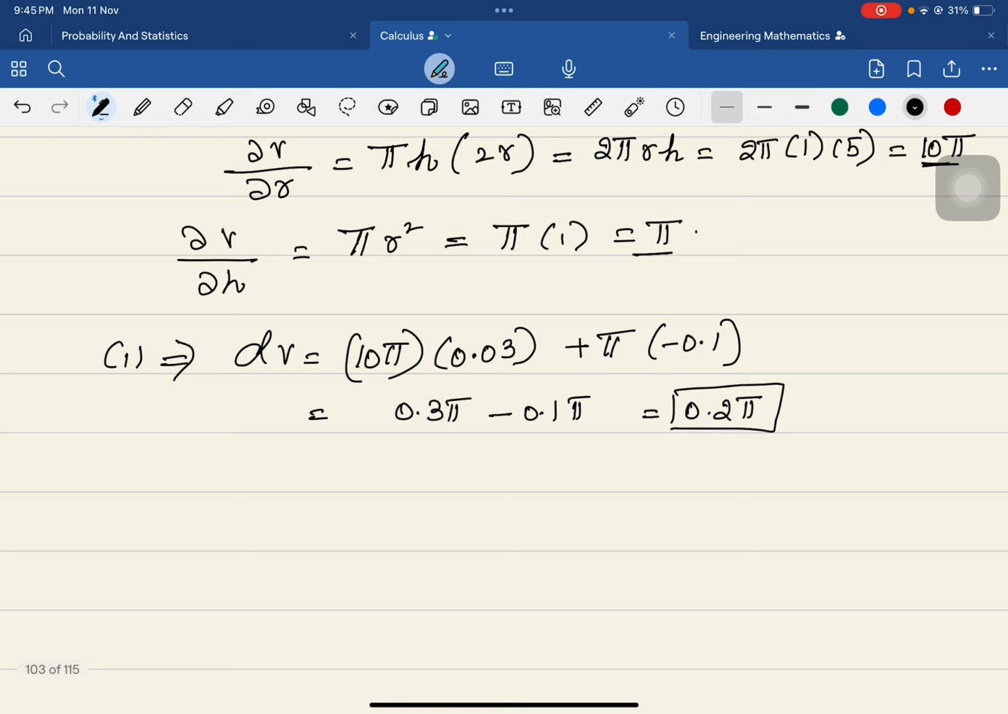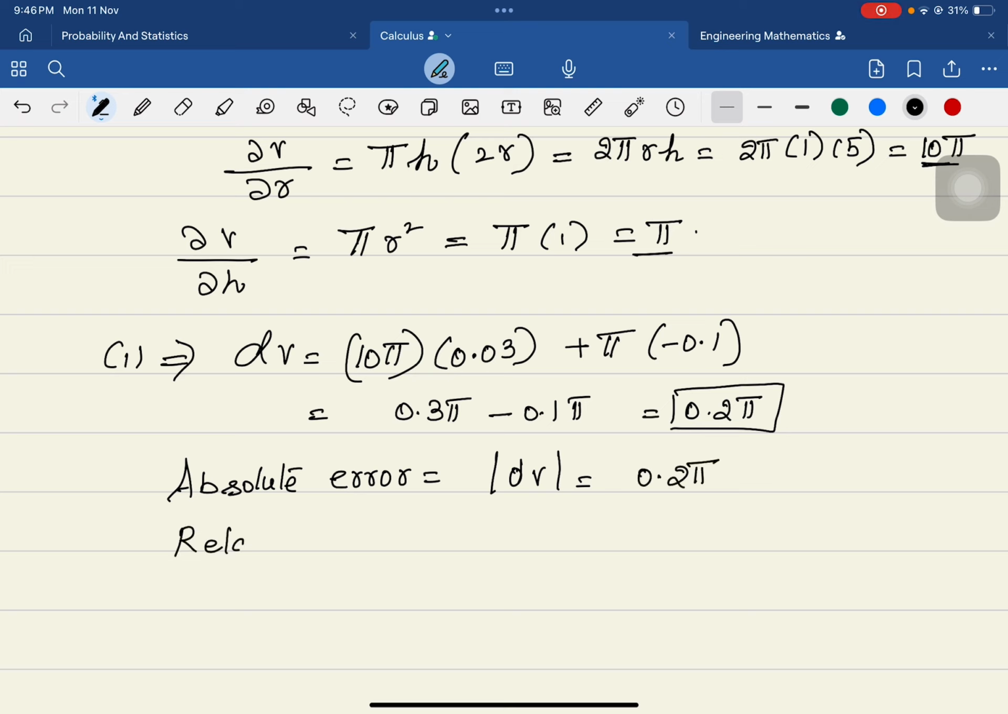And now, what is the absolute error? What do you mean by absolute error? It means that if there is a negative, it becomes positive. The absolute value of dV is 0.2 pi, that is the absolute error.